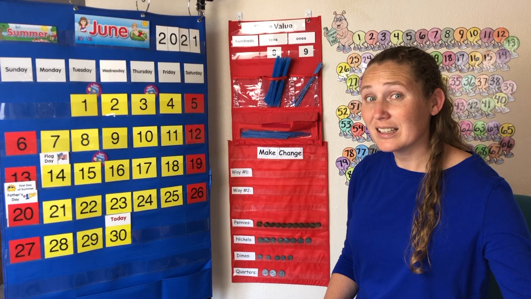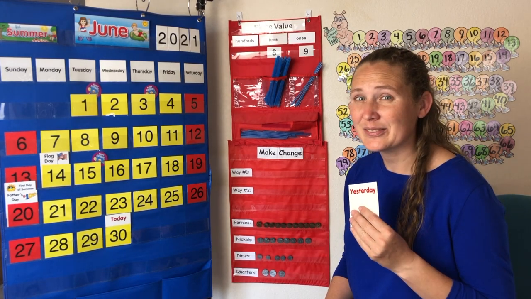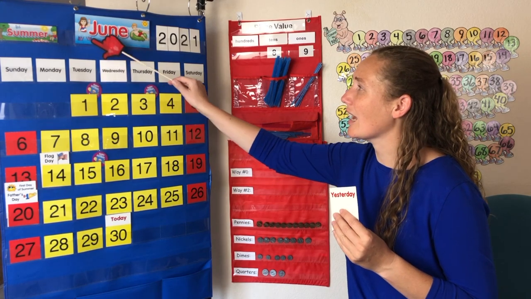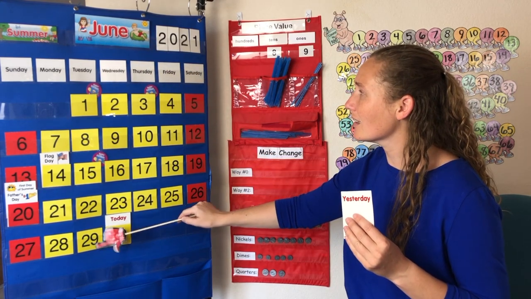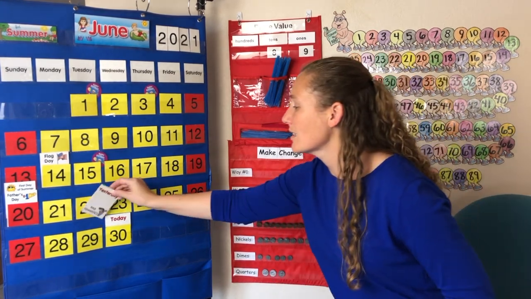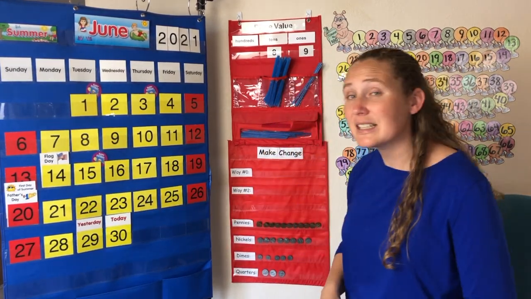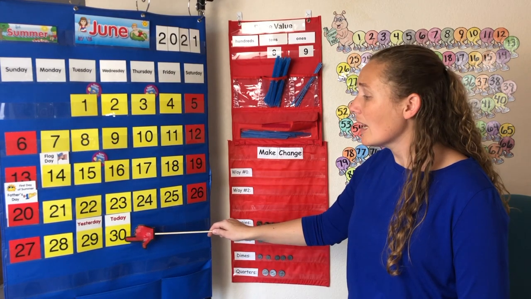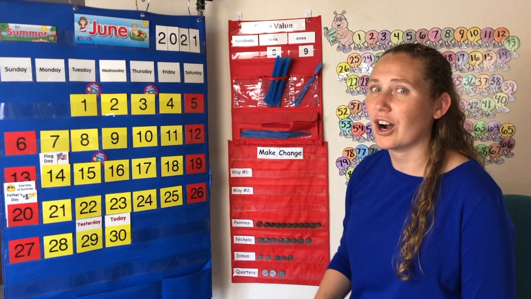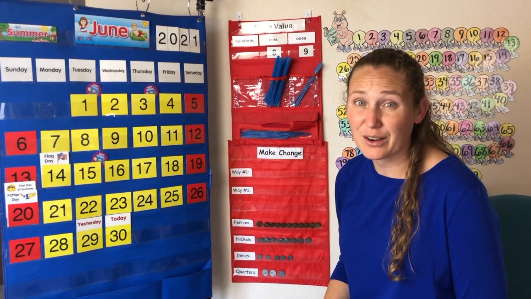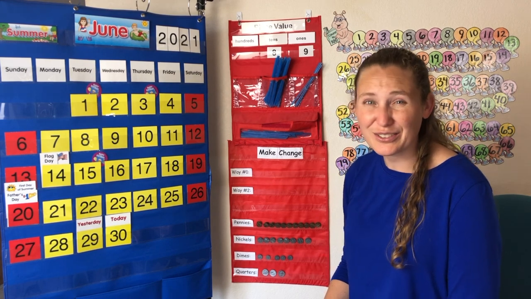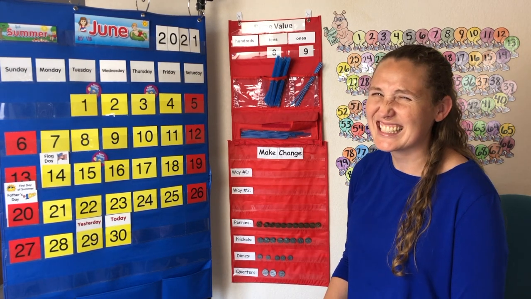Do you know what yesterday was? Yes, yesterday was Tuesday, June 29th, 2021. Today's number is the number 30. It's the 30th day of June. Are you ready to count down from 30 all the way back to the 1st of June? Let's do it.